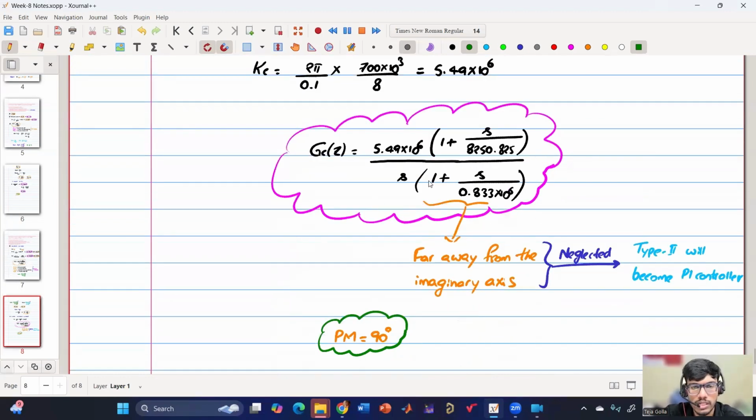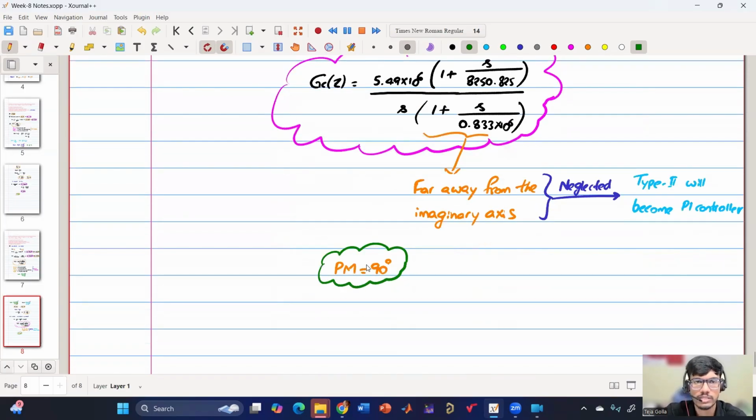But if you see, if this pole is pushed further away from the imaginary axis, and say if it is neglected as it is too far, then it will become a PI controller, and also in this case, the phase margin is 90. So if you have any questions, you can ask us. I'll end this session here.